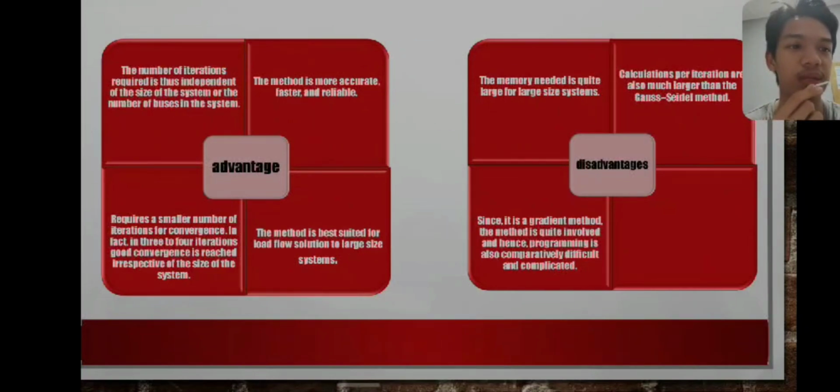The disadvantages of the Newton-Raphson method. The memory needed is quite large for large systems. Calculations per iteration are also much larger than the Gauss-Seidel method. Since it is a gradient method, the method is quite involved and hence programming is also comparatively difficult and complicated.